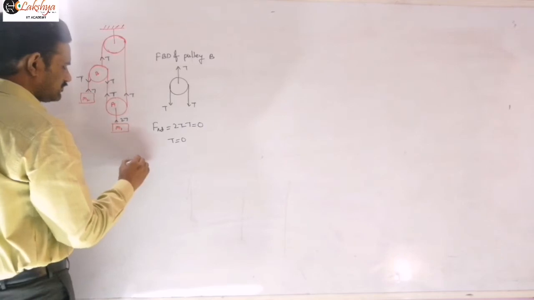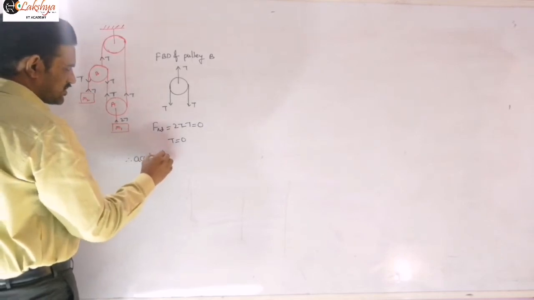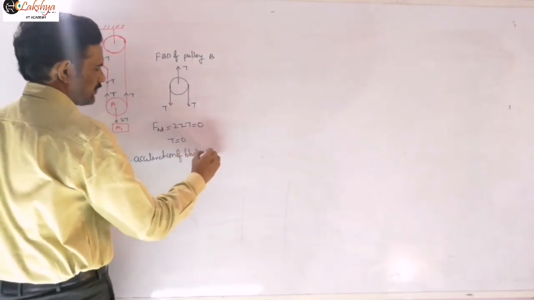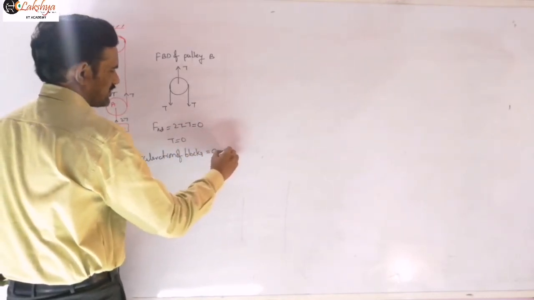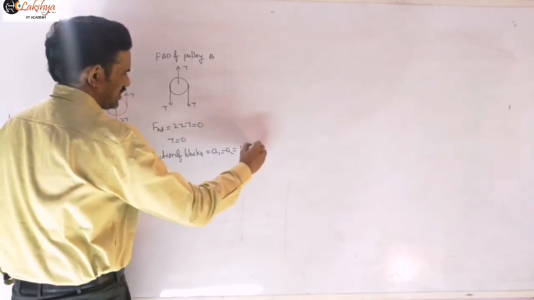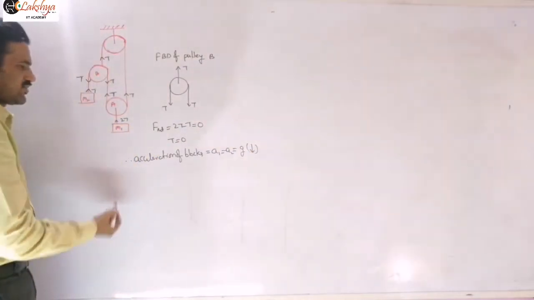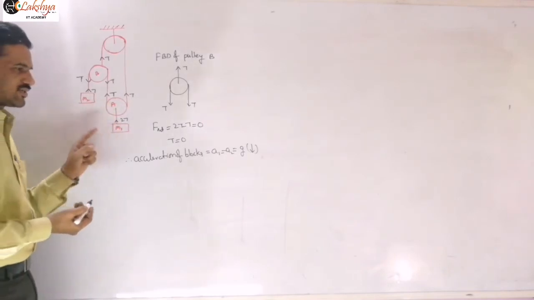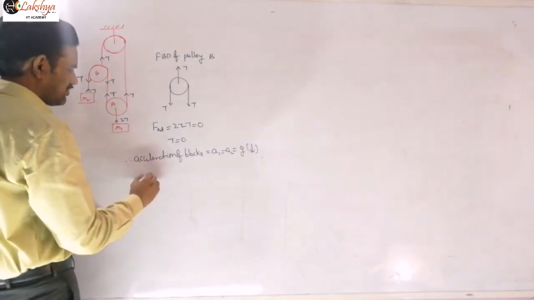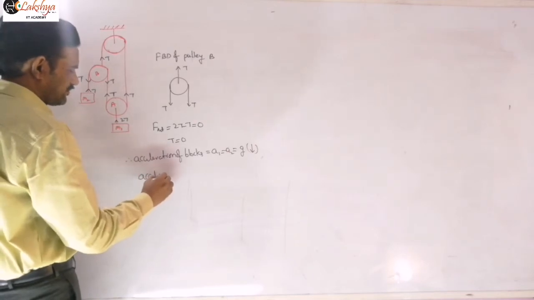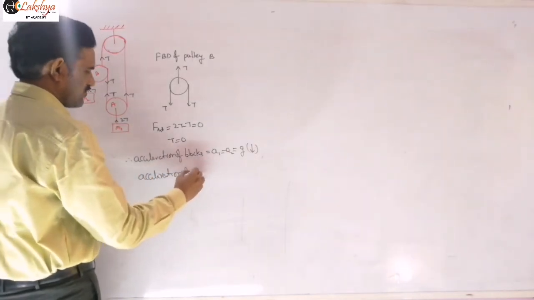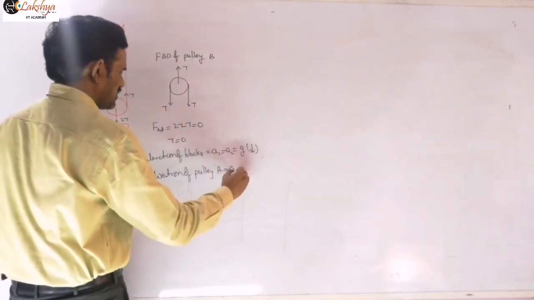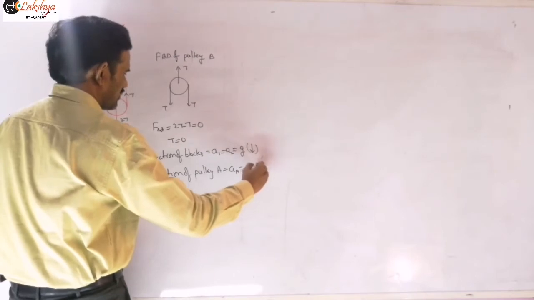Therefore, acceleration of blocks, that is A1 is equal to A2 is equal to g downwards. And so acceleration of this pulley is again same. It is connected to this block here by this inextensible string. So we will get the same g downwards. So acceleration of pulley A, which is AA, is again g downwards.